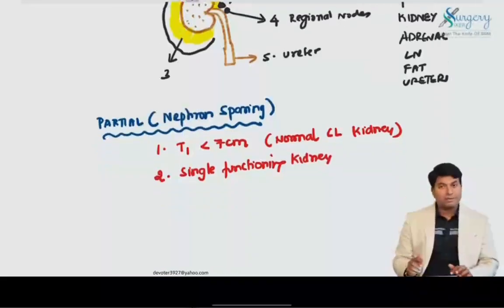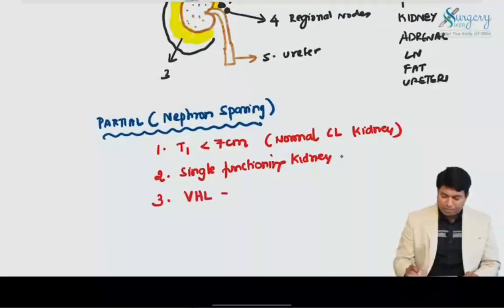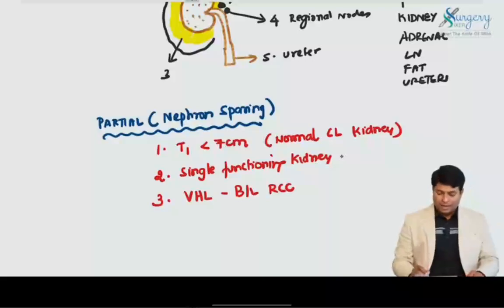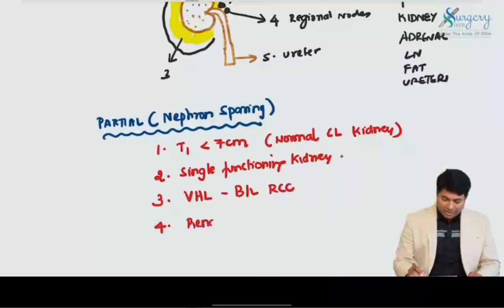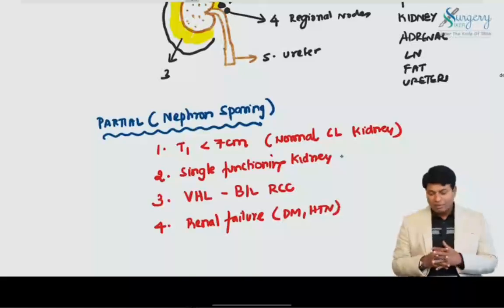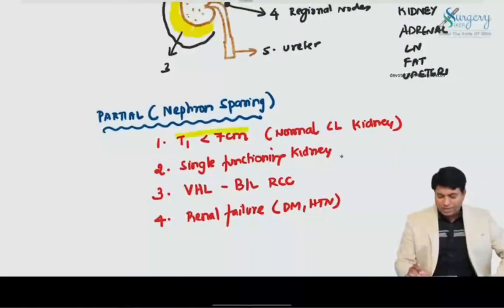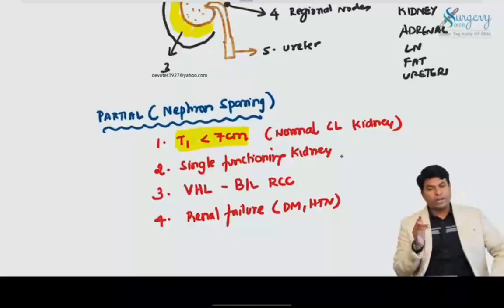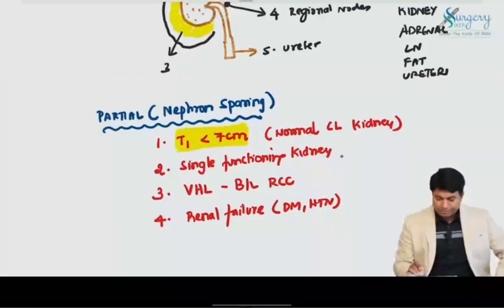And VHL patients will get bilateral RCC, so for them we will do it. And even in renal failure patients, we try our best to preserve the kidney, like in diabetes mellitus and hypertension causing renal failure, we will opt for partial nephrectomy. This question is asked in the exam, and they asked only the size. So please remember, T1 less than 7 centimeters, we will do a nephron sparing operation.